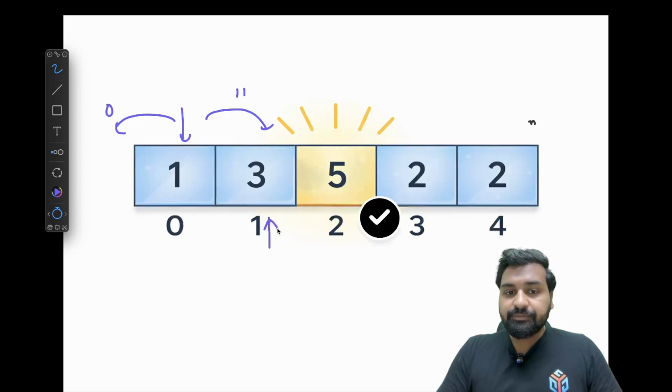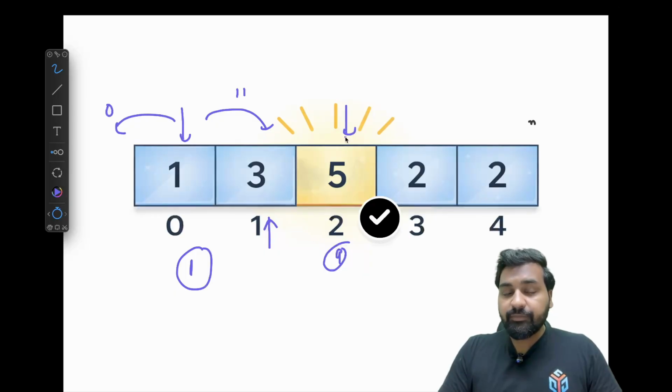Now I'll come to 3. Here, on the left side of it, the sum is 1. On the right side of it, 5 plus 2, which is 7, 8, 9. So on the left side the sum is 1 and on the right side the sum is 9. So this is not an equilibrium index.